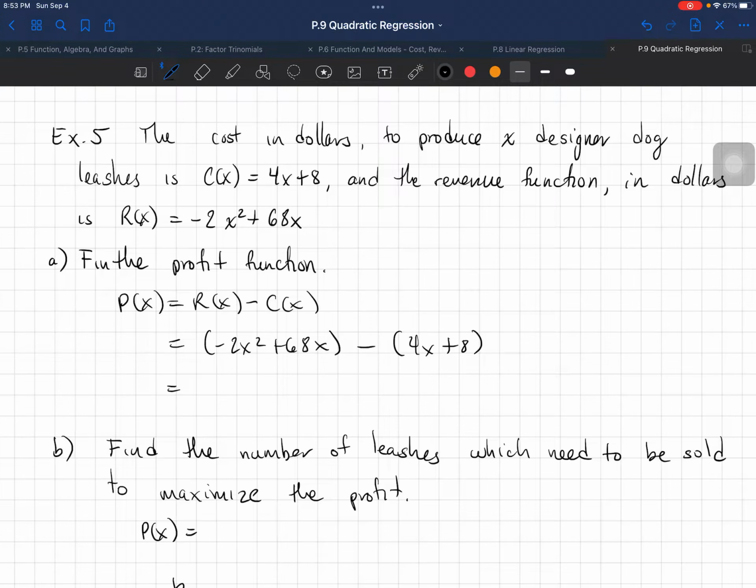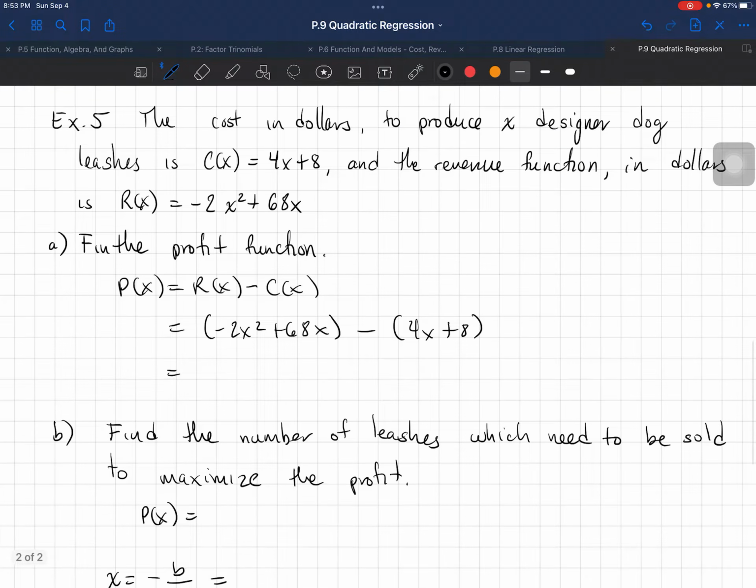Hi class, welcome back. We're going to go over example number 5. Example number 4 is very similar, but number 5 has more questions, so I decided to do number 5 to help you guys with those two examples.